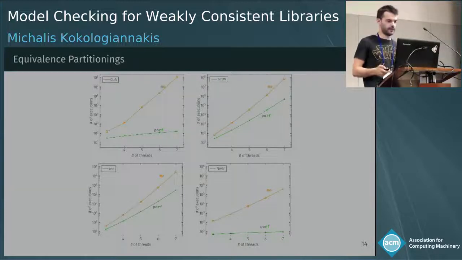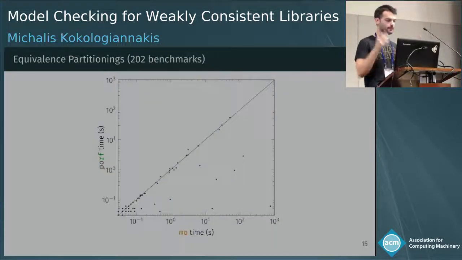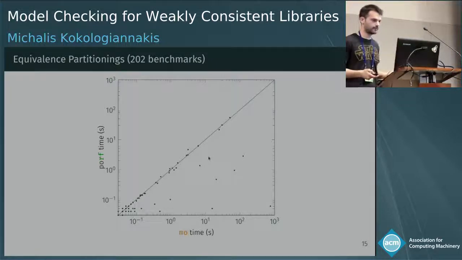And the third thing that I would like to show you is a comparison between the MO variant and the PRF variant of GenMC in 200 different benchmarks. And as you can see in this scatter diagram, there are a lot of cases where the PRF version is faster or exponentially faster than the MO version, even in terms of time, and only one case where the MO version is a bit faster than the PRF version of GenMC.